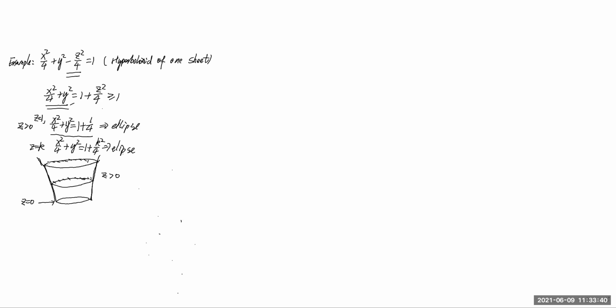And then when z is less than 0, like I said, the picture is the same. Just draw more like this. Hyperbolic curve, right? Like this. One sheet, because we have another one, it has 2 sheets. Okay, this is about hyperboloid of one sheet. So this is one of the examples.